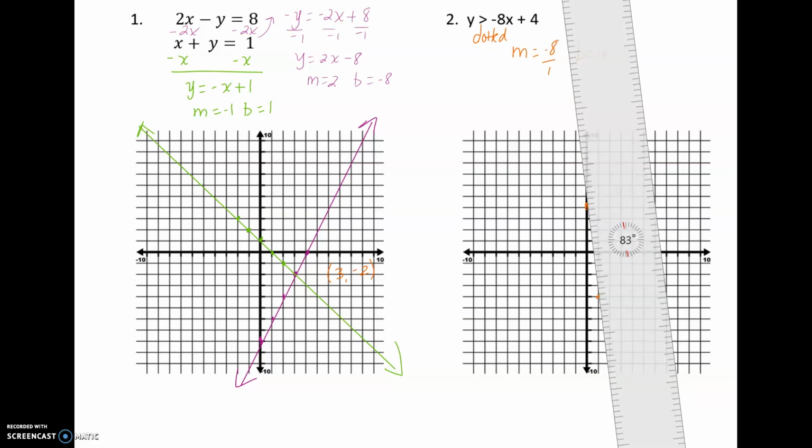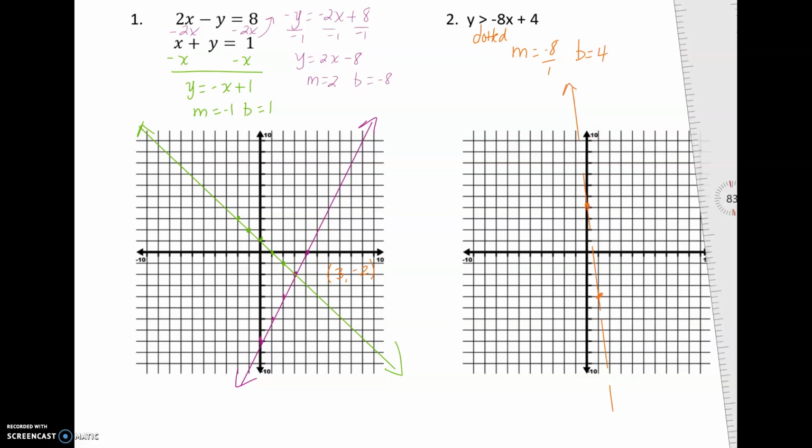Let's move that a little bit. Okay, so I have my dotted line, which means that the points on the line are not solutions, and I want to go greater than. So if I pick a point, I know that my y values are getting larger as I go up, so I'm going to be shading everything basically to the right of that dotted line.